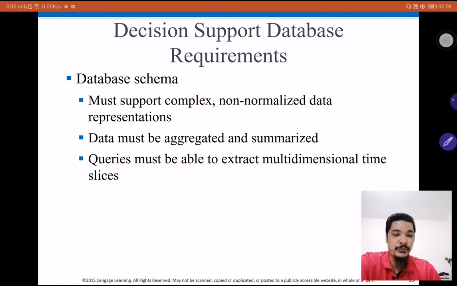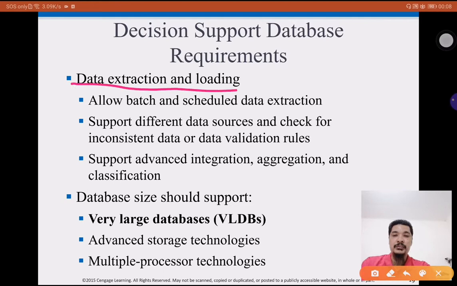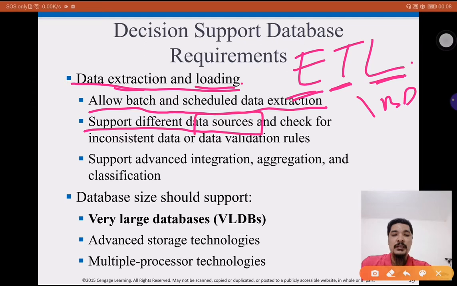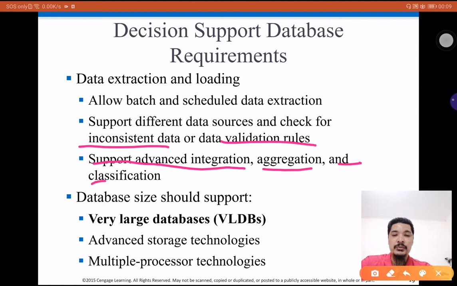This is the requirement for the database. Number one, data extraction and also loading. If you still remember, this is what we call ETL: extract, transform, loading. It was in the picture before this. So this is also an issue in big data. We need to extract and load the data, allow batch and scheduled data extractions, and support different data sources. We also check for inconsistent data or data validation rules. When we play with very complex data, we need to check all the validations. And support advanced integrations, aggregations, and classification. So that's why we talk about advanced. Still, once again, big data. This is all the issue in big data.